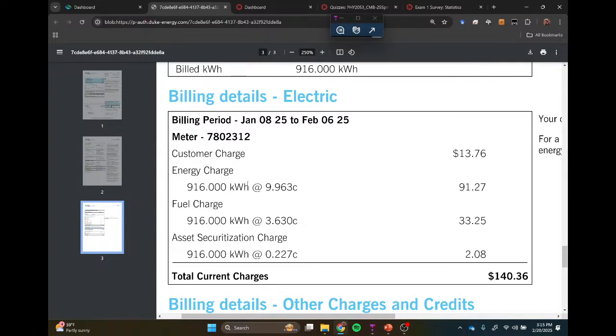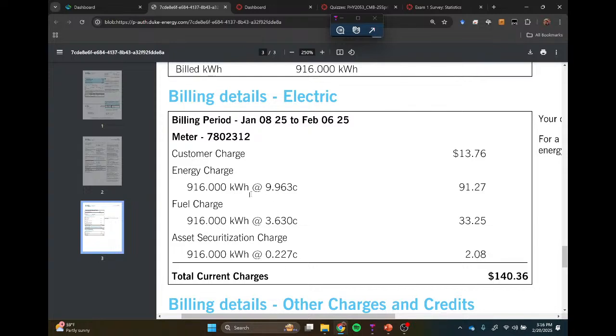There's various charges. The energy charge is paying for the company and their infrastructure and all that kind of stuff. The fuel charge is literally the cost for the coal and the natural gas that's used to actually make the electricity. Most of our electricity is made from burning things. That's the fuel that you're paying for here. And then the asset charge, I've heard, is the power lines and things like that.